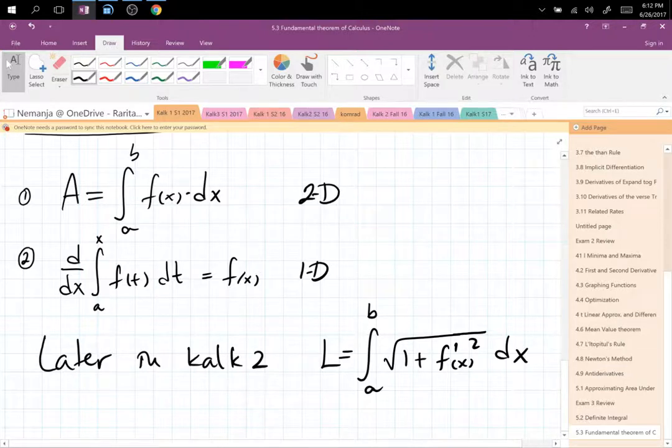Not in a week, in 2 weeks. Yeah, 2 weeks. On July 10th, Calc 2. And this is going to be the formula that you're going to see on Tuesday. I love Calc 2. It's going to be a lot of fun.